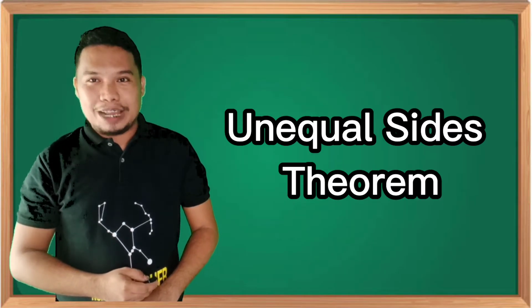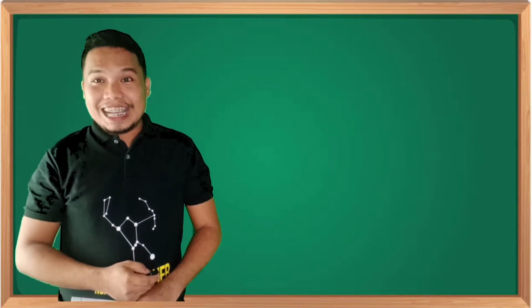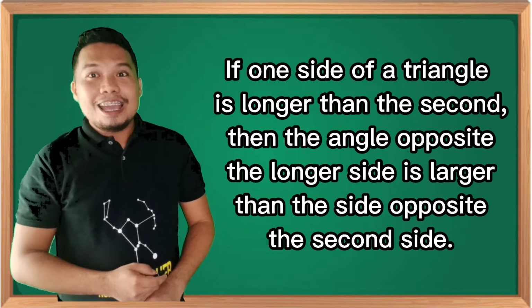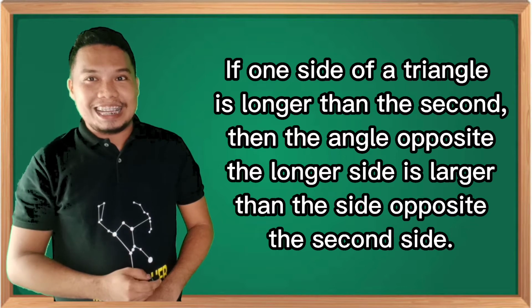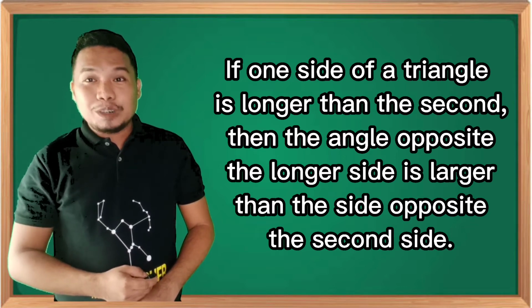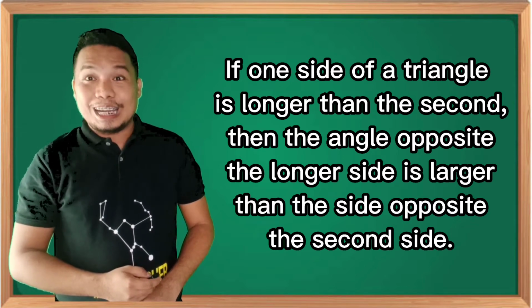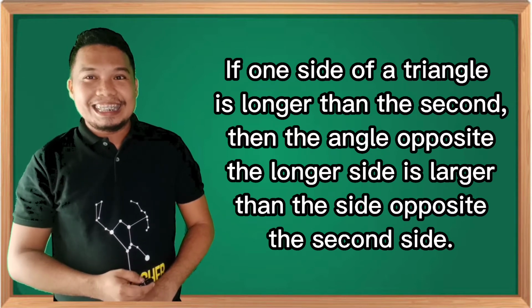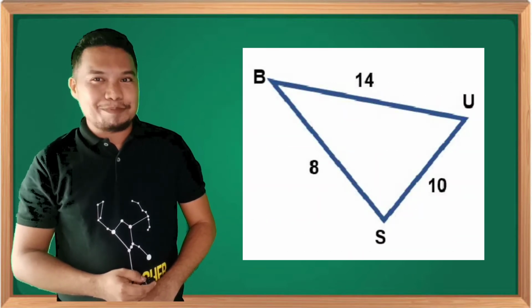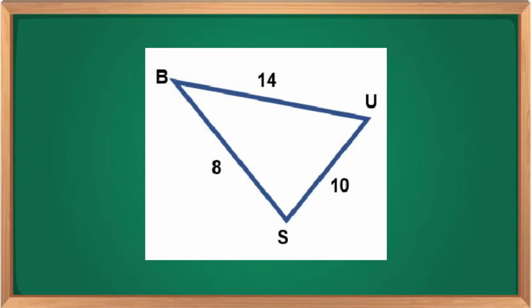Unequal sides theorem. Unequal sides theorem states that if one side of a given triangle is longer than the second, then the angle opposite the longer side is larger than the angle opposite the second side. Now consider this example. Arrange the angles in descending order. Descending means from largest to smallest angle.